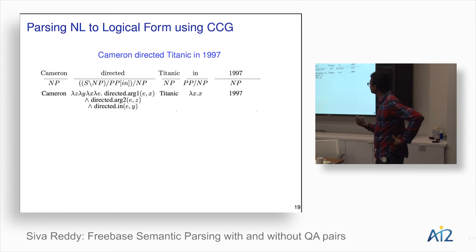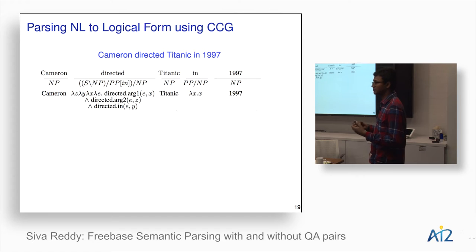So how do we convert natural language sentences to logical representations? The popular framework is CCG, which is combinatory categorial grammar. In CCG, you have syntactic categories and semantic categories. Let's take the sentence, Cameron directed Titanic in 1997. If you take the word directed, the syntactic category is S backslash NP, slash PP, slash NP. It says that I need an NP on my right-hand side, a prepositional attachment on my right-hand side, and an NP on my left-hand side. So it has this pretty complex category.